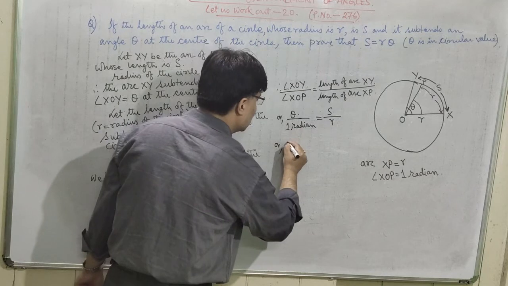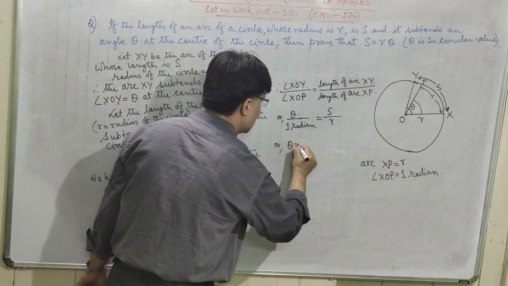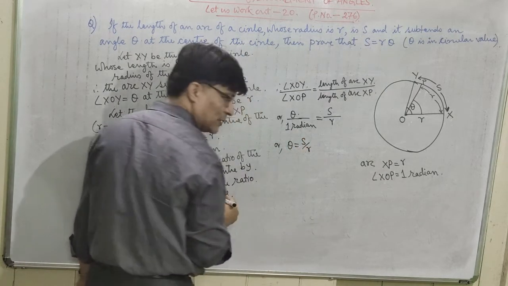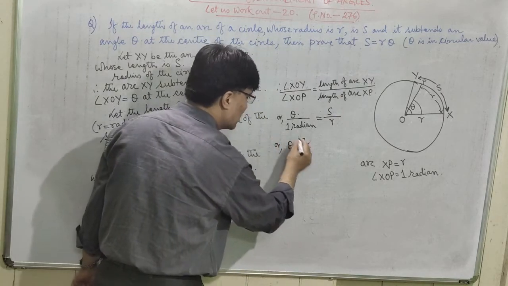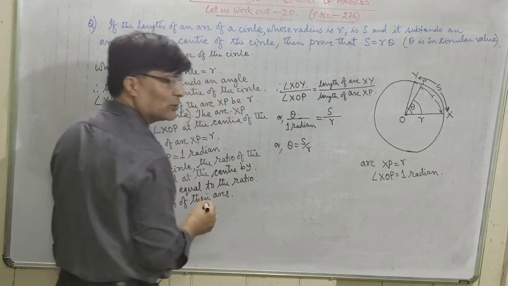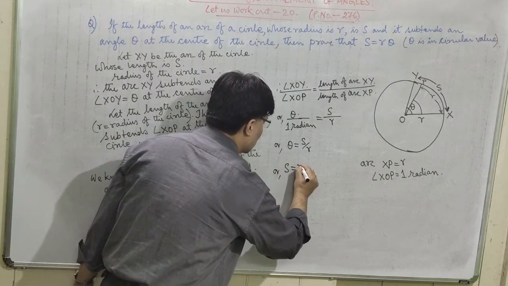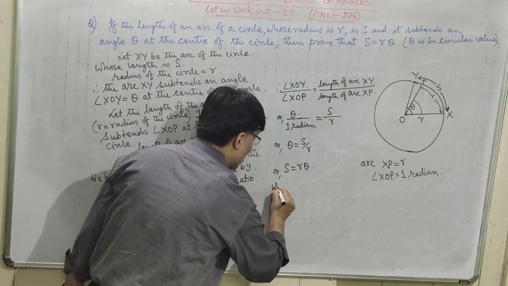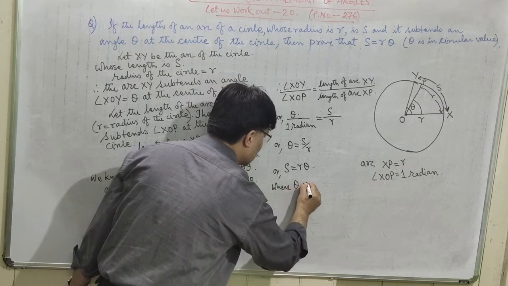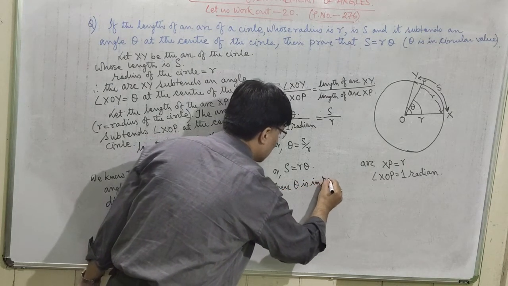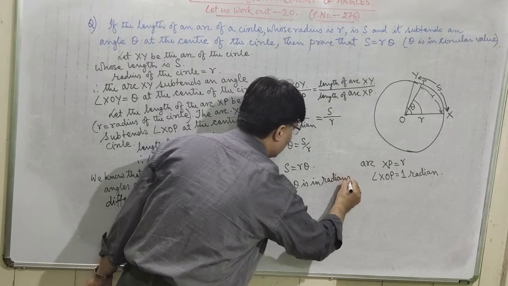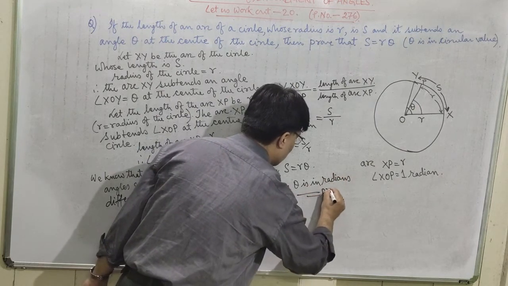Is that clear? So theta is equal to S upon R. This is 1 radian, so theta is equal to S upon R, or you can cross multiply it, S is equal to R theta, where theta is in radians. So we have proved it.